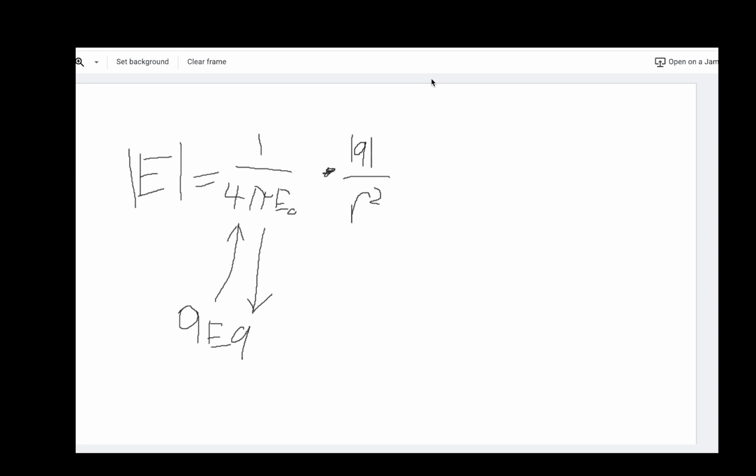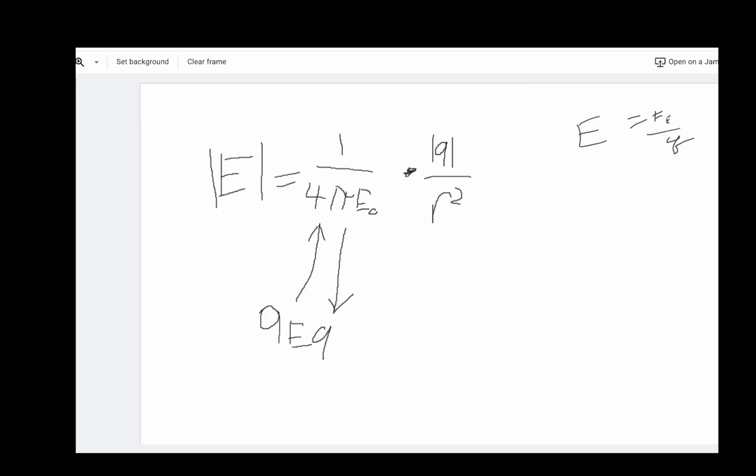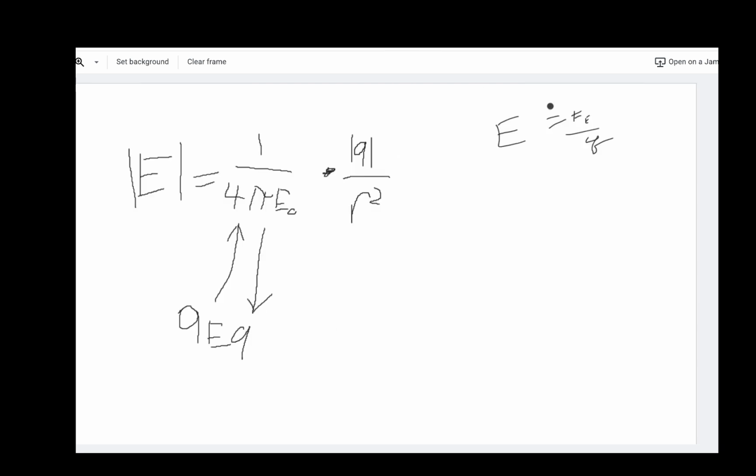Do you have anything else to add, Dima? Well, just adding on to it, it's derived from the equation E equals F over Q. One of the Q's cancels out from Coulomb's law on the previous slide, and that's how we get it. So if you see this equation, it's just this.